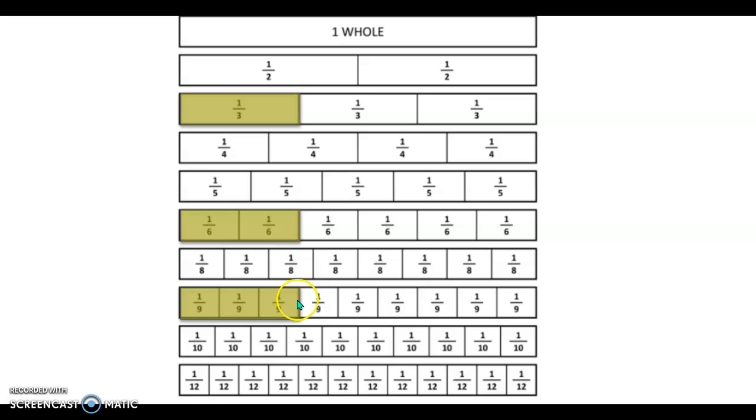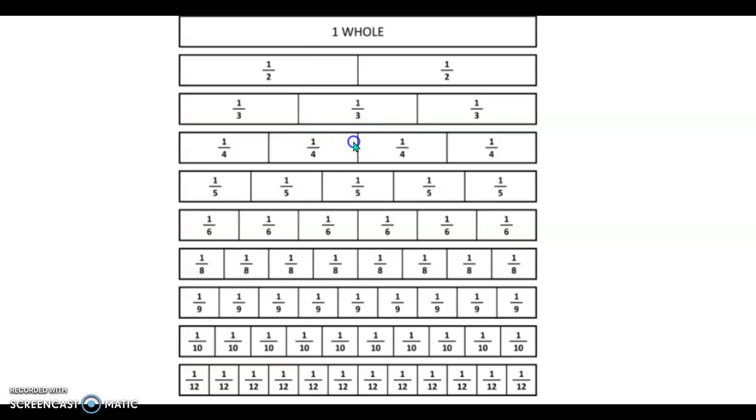Let's see if there's any more. I'm going to keep going, keep going. 10ths do not work. And, oh, boom, I found another one. All right, one for my 12ths. So I had 1/12, 2/12, 3/12, 4/12. So 4/12 is equivalent to 3/9, which is equivalent to 2/6, which is equivalent to 1/3.